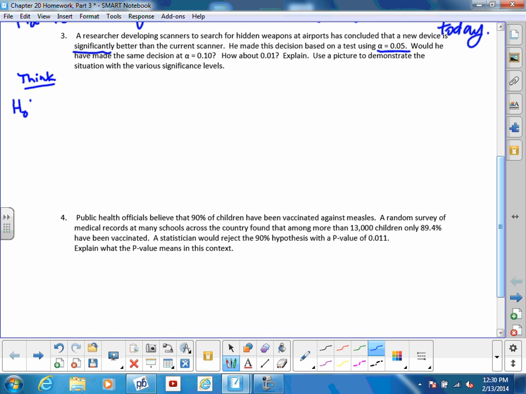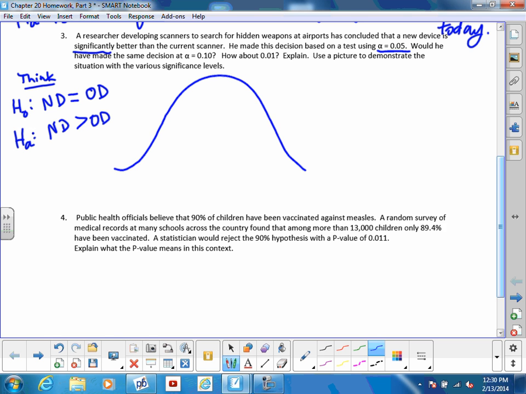So the null is that the new device works the same as the old device. Okay, the alternative is that the new device works better than the old device. Okay, so that's what's happening. So this is not actually just asking you to interpret the p-value, so I want to draw a picture to demonstrate what this is about.